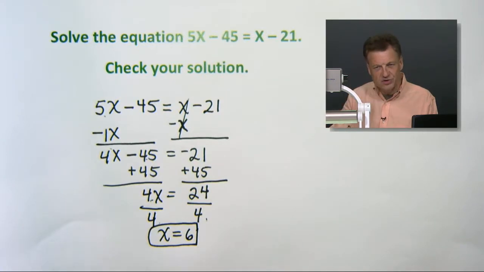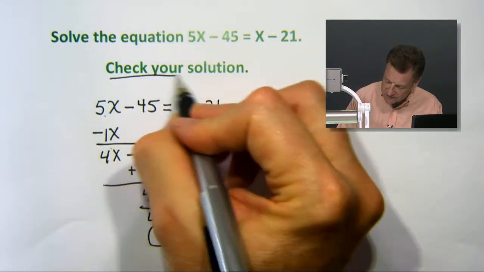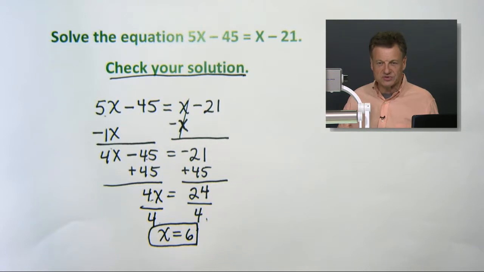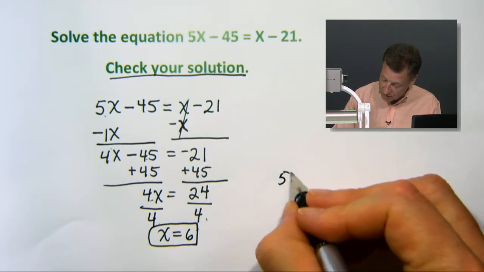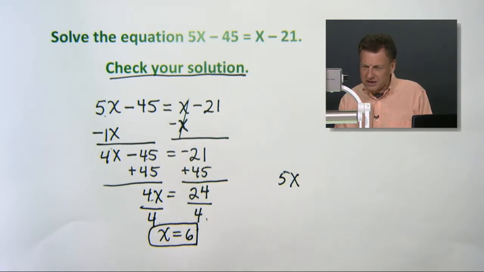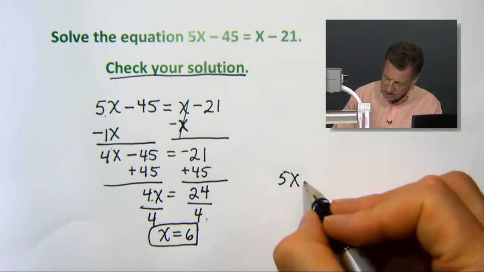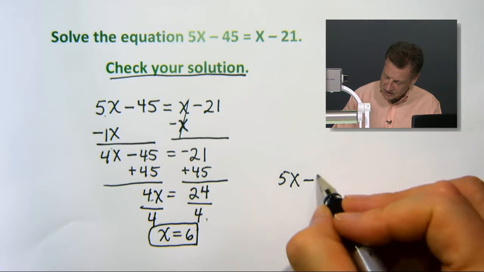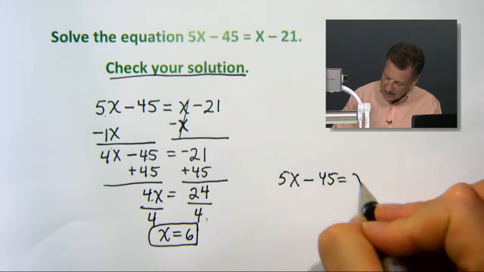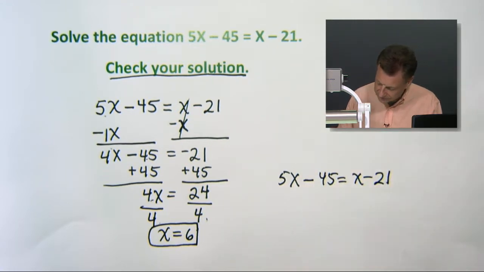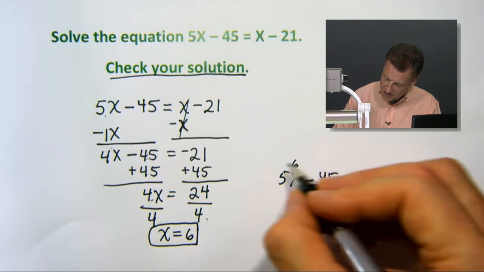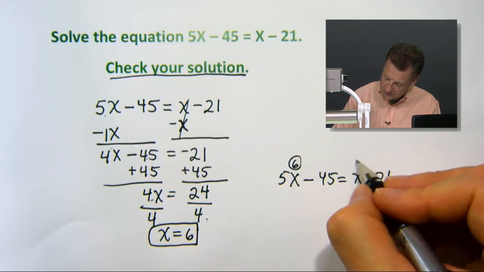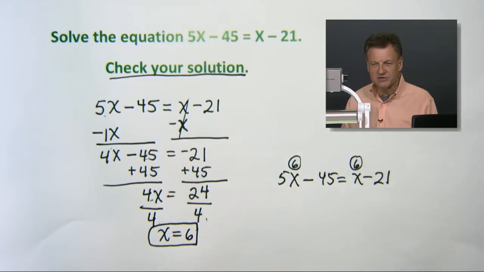Now, the question is, do they work? Check our solution. So we have got a solution. It says x equals 6. I hope it's going to work. Let's find out. Go back to the original problem. Don't jump in the middle. Go all the way back to the beginning. So we got 5x minus 45 equaling x minus 21. And put your 6 in the place. I'm going to put the 6's right above there, and we'll put a little circle around them so we don't get them confused. 6 going in for x right there.